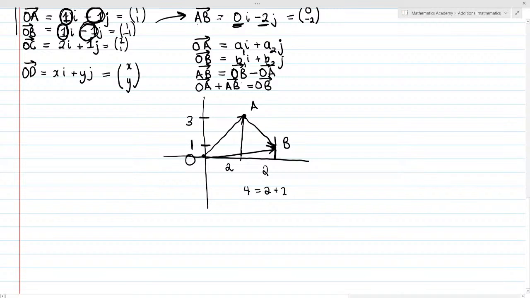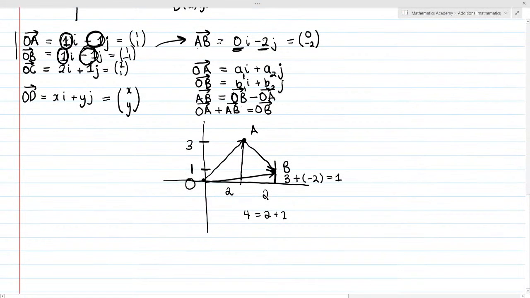B will be 1 unit above O, which is 3 plus minus 2, right? Which is 1. And so that is the case indeed. So we have this equation over here, which we can rearrange in order to get the above equation. The above equation tells us about the relative vector, or the vector just from A to B, if we know the vectors to each of the points separately from some reference point O.